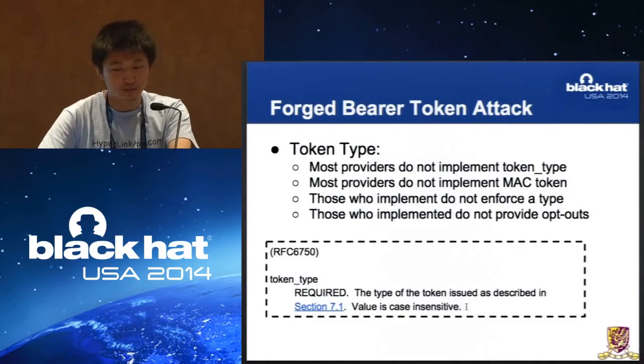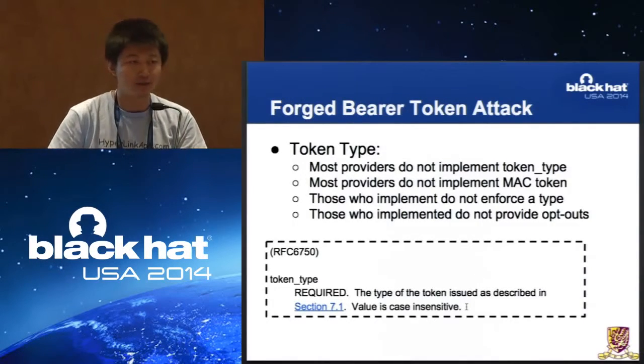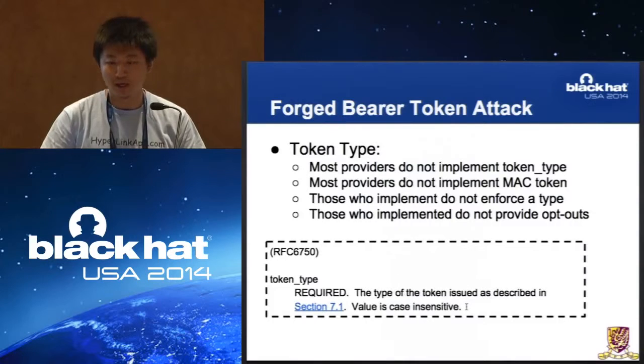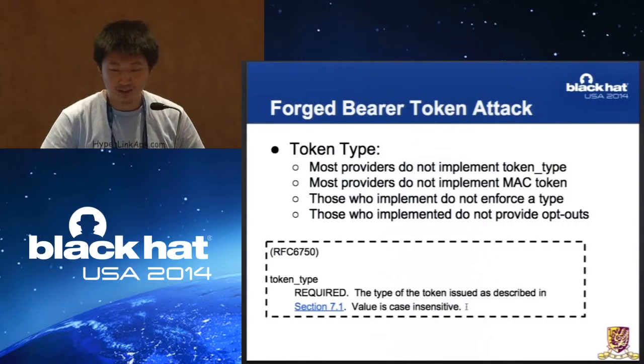However, most providers do not implement token type at all. And most providers do not implement MAC tokens at all. There are a few who implement it. However, they do not enforce a type. And for those who implement it, they also do not provide any opt-outs. Say the app developer is already aware that, okay, I need to use MAC tokens. I don't use implicit. I don't use the bearer token. However, the provider does not provide opt-outs. So as an attacker, you can obtain a token and use it in bearer token style. Then that makes the bearer token attack.